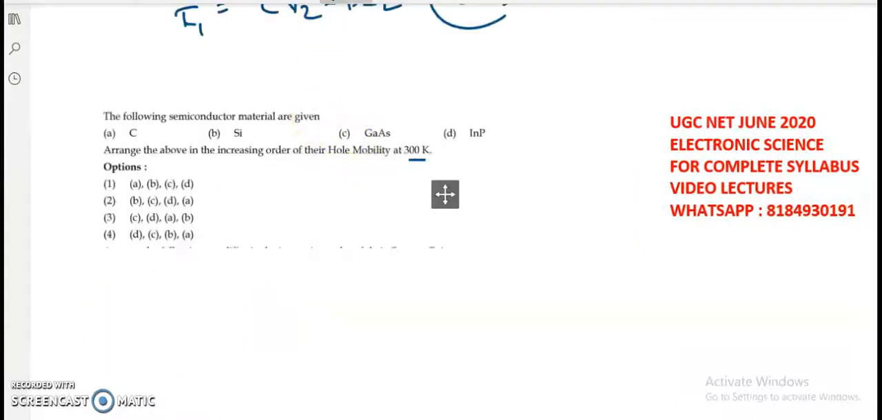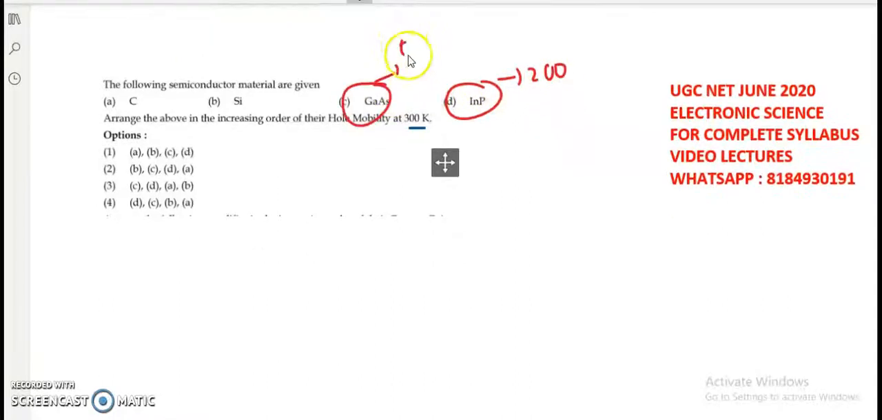And coming to the next question, the following semiconductor materials are given. Arrange the above in the increasing order of their hole mobility. First, indium phosphide hole mobility is 200, gallium arsenide is 400, silicon is 450, and carbon is greater than 500. So these are the hole mobility values of all these given materials.